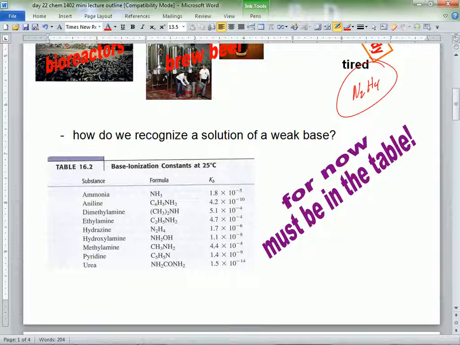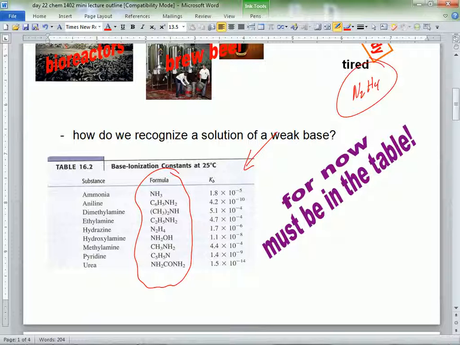Ooh, answer's easier than you think. It's in the table, right? So I guess there's two clues. One is that it's in this base table, right? That's one clue. The other clue is take a look at all these formulas. There's a clue that they're all bases. What's missing? The H in the beginning, right? Because that's kind of their convention.